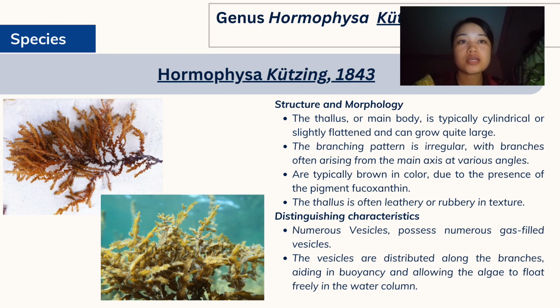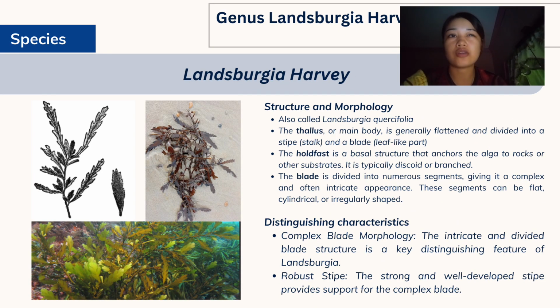And for its vesicles, they possess numerous gas-filled vesicles, and these vesicles are distributed along the branches, aiding in buoyancy and allowing the algae to float freely in the water column. Next is the Landsbergia harvey. It is also called Landsbergia curcifolia.